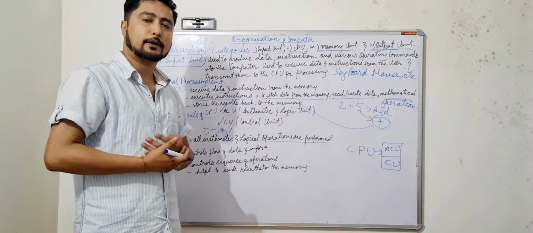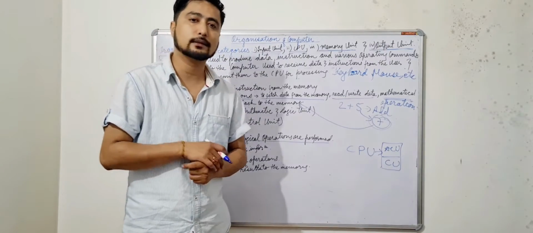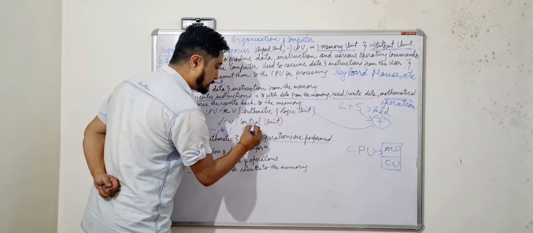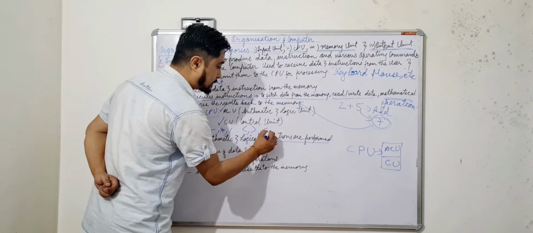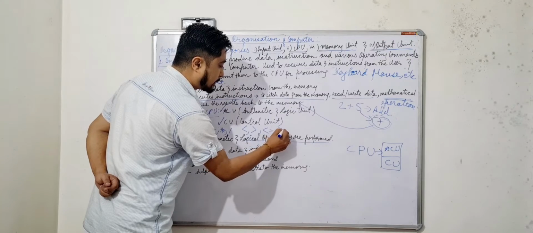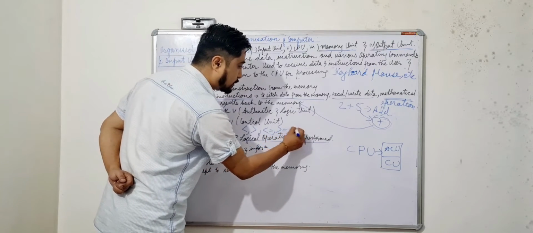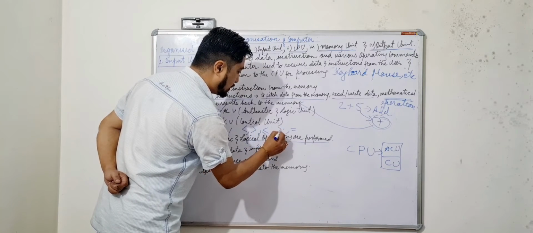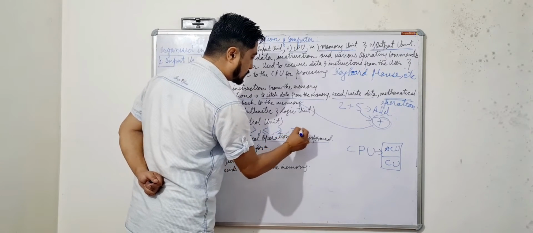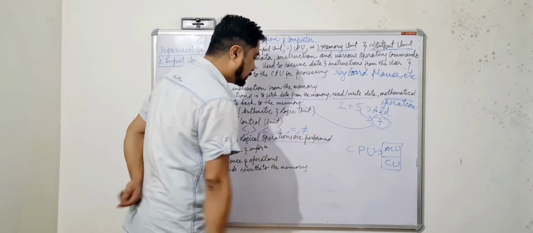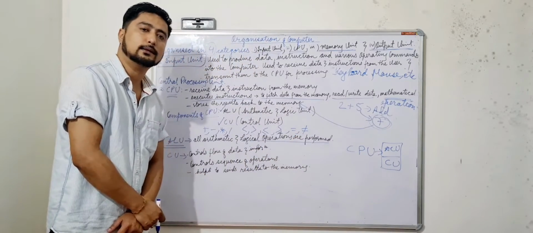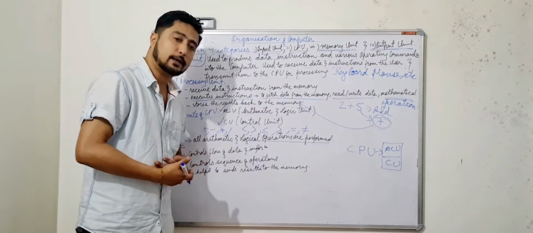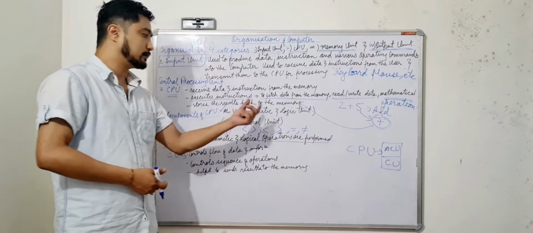All the comparison operators are known as the logical operations. Comparison means less than, greater than, less than or equal to, greater than or equal to, equal to, not equal to. All these are comparison operators, and to perform these logical operations, the ALU is used.